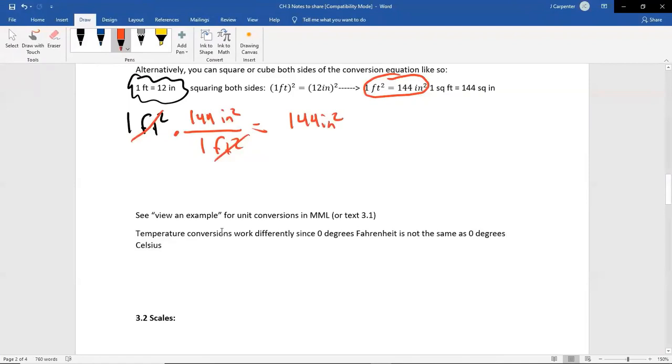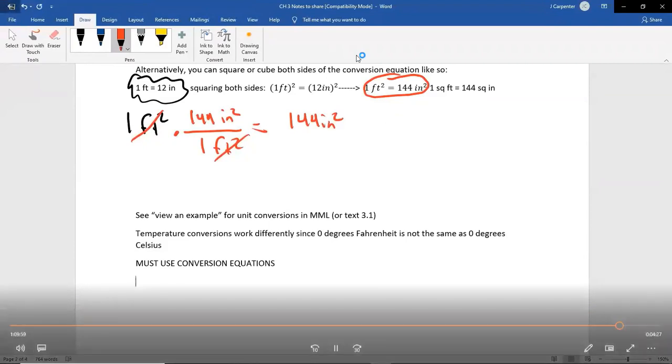32 degrees Fahrenheit is 0 degrees Celsius. 0 degrees Fahrenheit is some negative number in Celsius that I don't know off the top of my head. Somewhere in the ballpark of negative 15 to 20. I don't know. No one ever memorizes that. So because 0 in one is not 0 in the other, you cannot treat these as proportions. You cannot do dimensional analysis with this. You must use conversion equations.